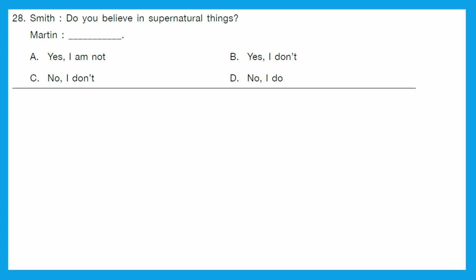Question 28. Smith: Do you believe in supernatural things? Martin: dash. Options are yes, I am not. This is not a right answer because on one side it is an affirmation like yes, a positive thing, and then it is said I am not. Negative. Half positive, half negative remarks. That is not okay. Same thing is there for option B, half positive, half negative. And same for option D. No, I do. No is negative and then I do is a positive sentence.